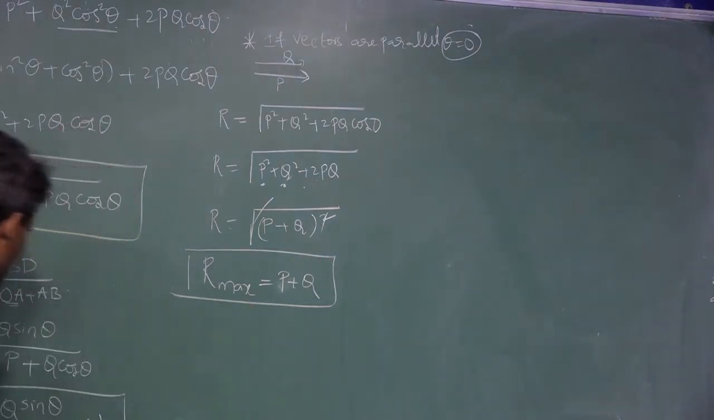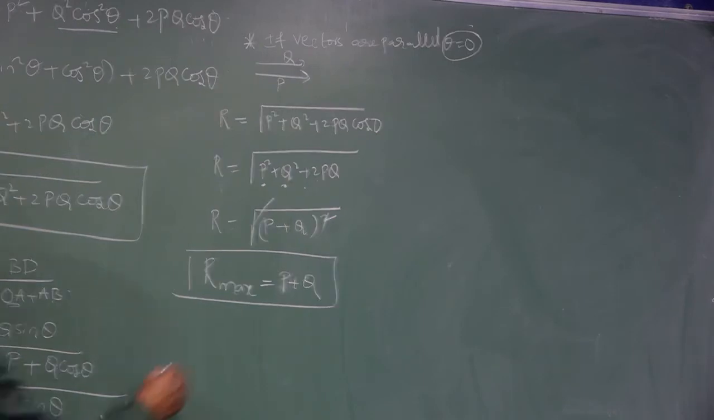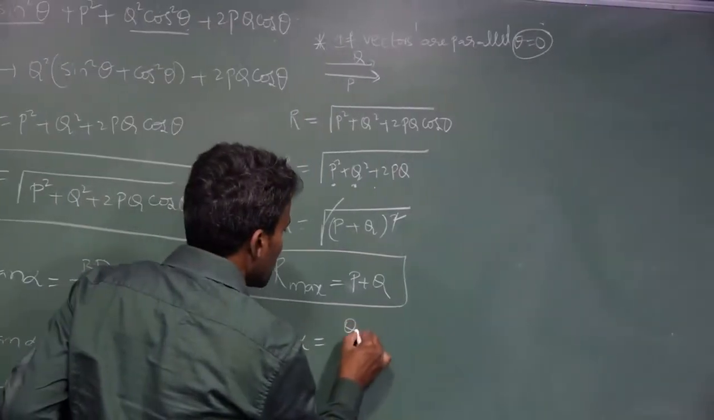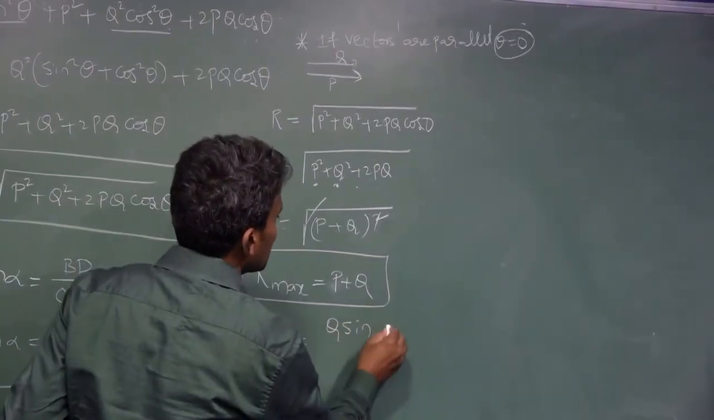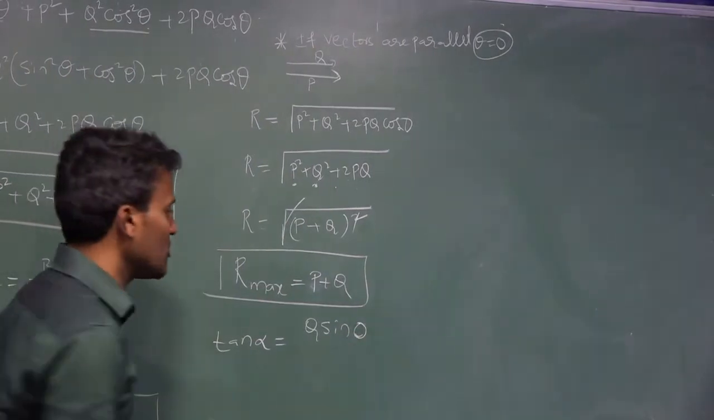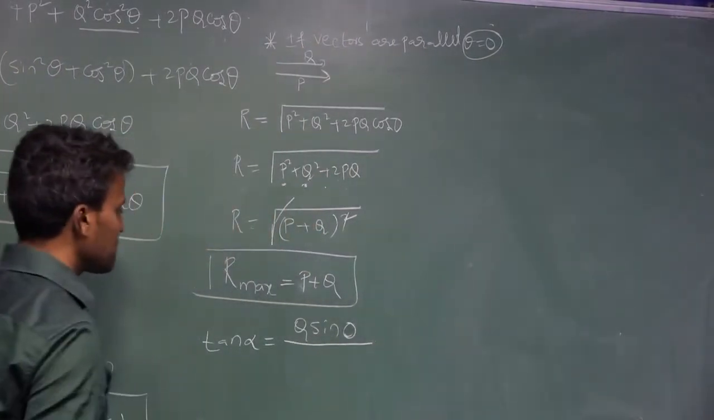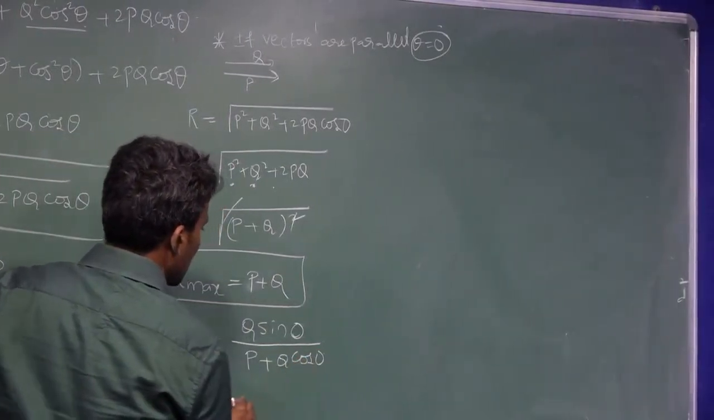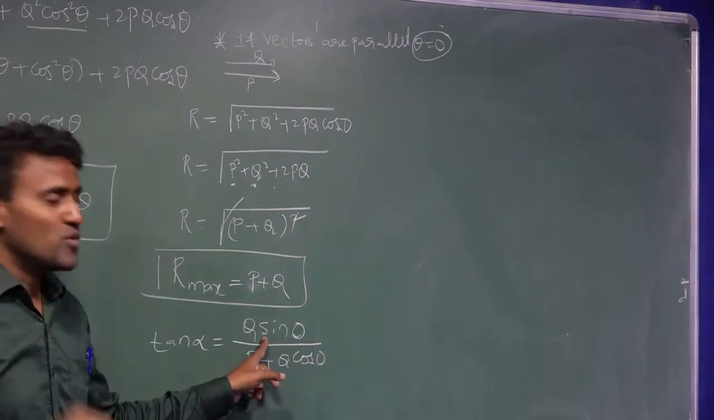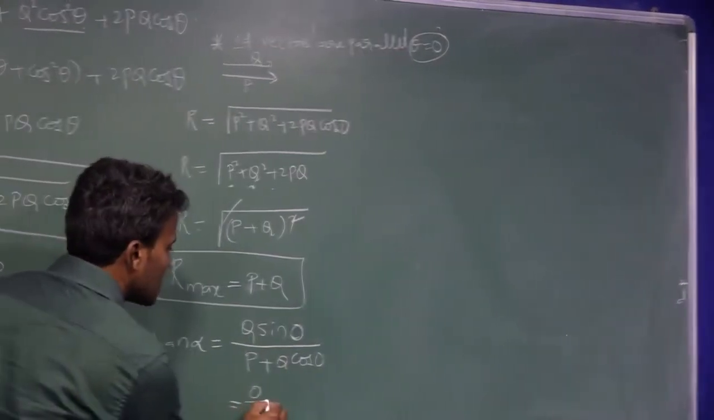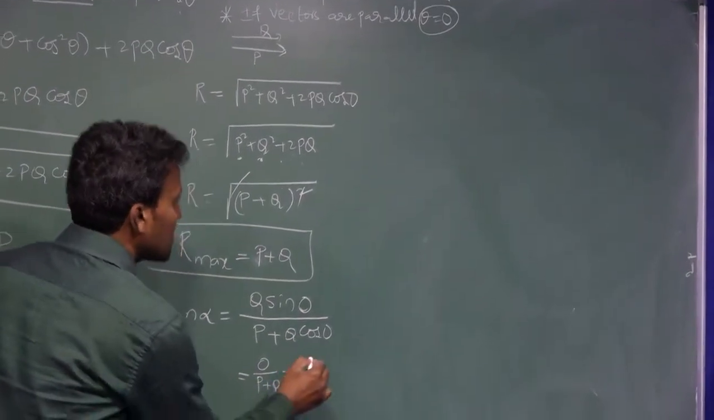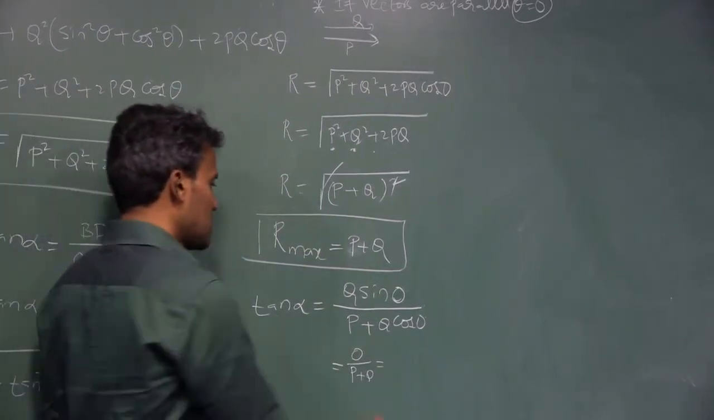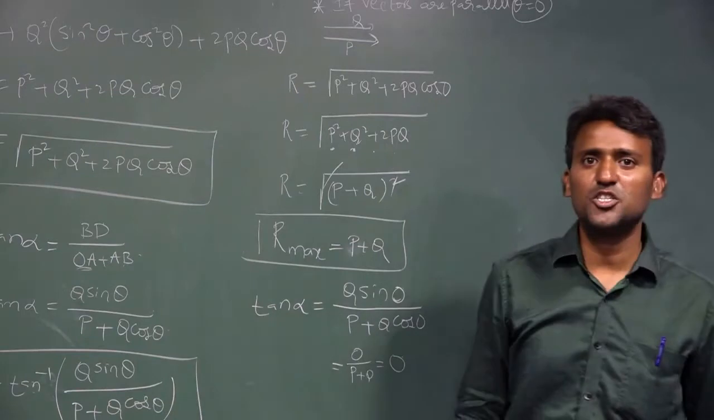What about the direction? If you come to the direction, tan alpha is equal to Q sin theta, with theta equal to 0. Q sin theta is nothing but 0, divided by P plus Q cos 0, isn't it? Sin 0 value is nothing but 0. 0 into something is 0. 0 by something is nothing but 0. 0 by 1 is equal to how much? 0. So I am writing: 0 by something is 0.